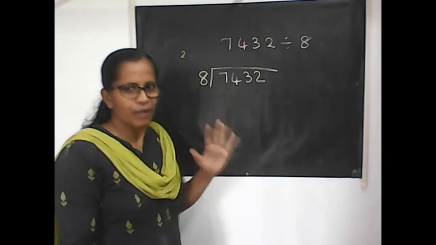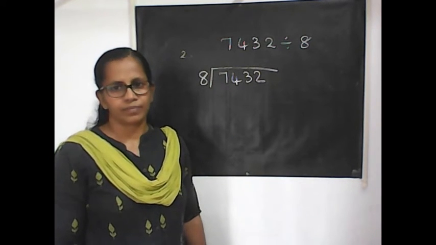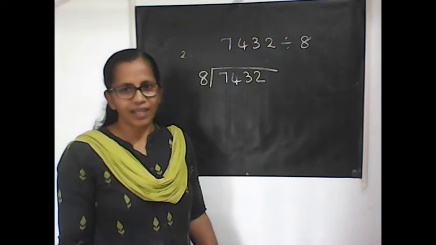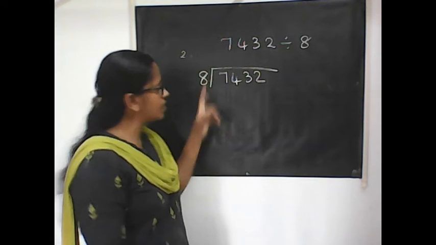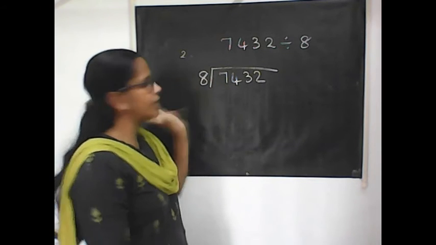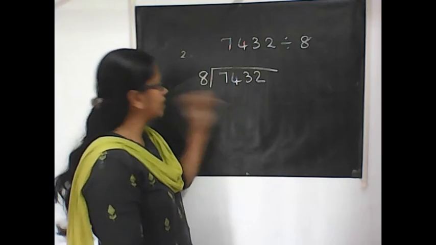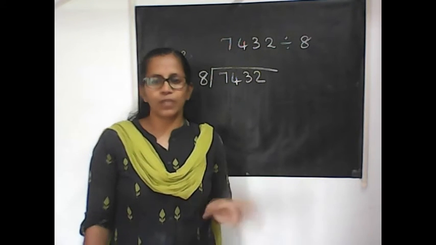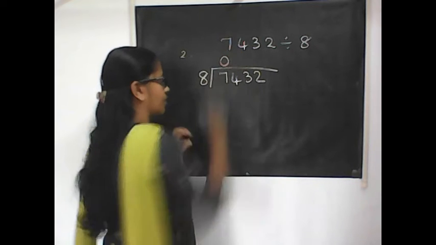First step, consider the first digit, 7. From 7, I have only 7. I am going to take away 8 from that. Can I take 8 at a time from 7? No, since this is a smaller number, you cannot take it away. Okay, first step is that. You cannot take it away. What did I say if it is not possible to take? You have to put a 0. Just put a 0 here.